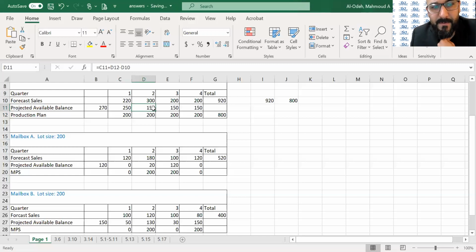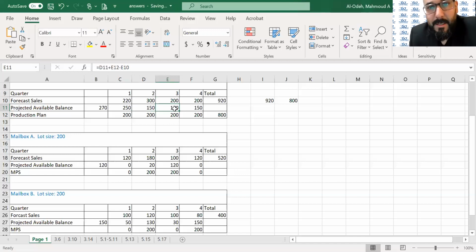Same thing here, 150 is not enough to provide the forecast or the demand for that period. So we have to issue a production plan of 200. 200 plus 150 would be 350. Send 200 to the customer. That would leave you with 150 available at the end of the period.